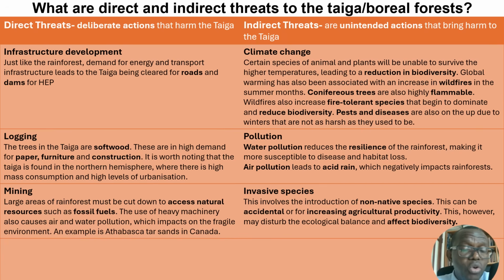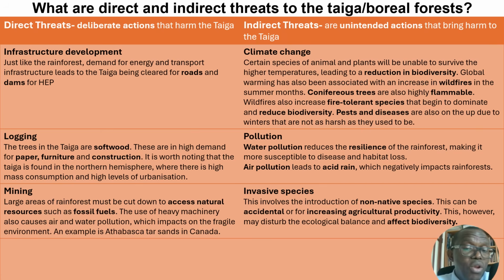And that's because the coniferous trees here in the taiga biome are highly flammable. So they catch fire really, really quickly, and then they burn very, very fast. So wildfires also increase fire tolerant species that will then begin to dominate and reduce biodiversity within this taiga biome.